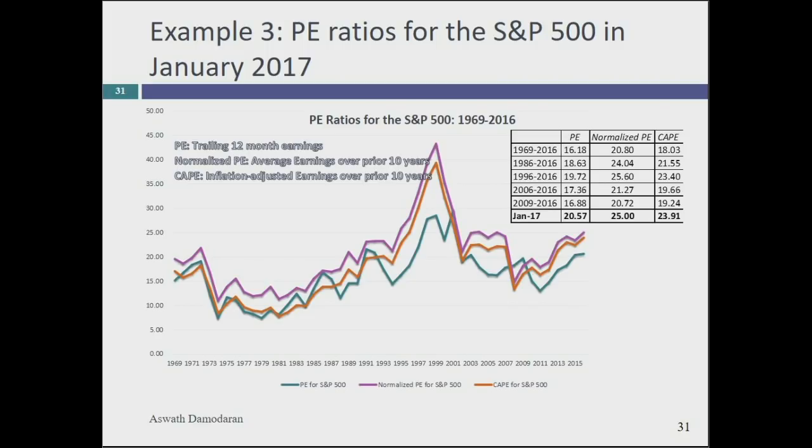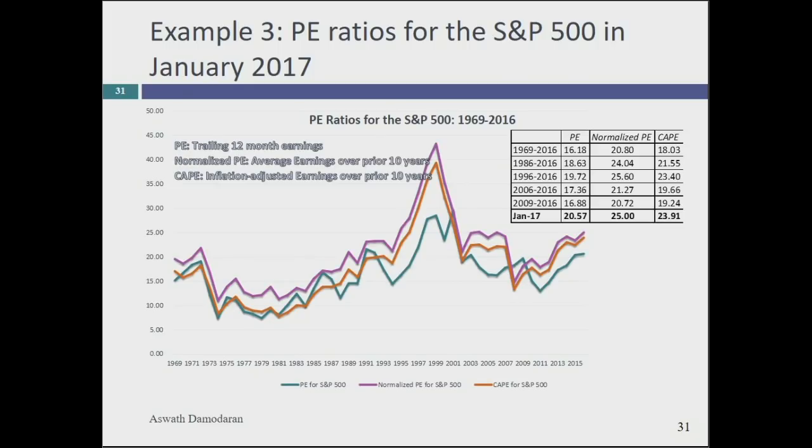But before you do too much of the finessing, do you think the three seem to move together? They look like pretty much the same line. All this finessing did absolutely nothing. So you get this quasi-sophisticated twisting of the PE ratio, and not much is changing. In fact, in January 2017, the PE ratio was about 21, the normalized PE was 25, and the CAPE, or the Shiller PE, was 23.91. They were all much higher than they've been historically.